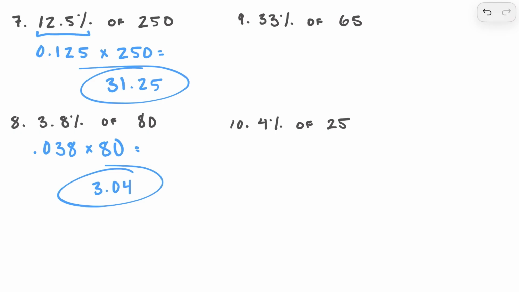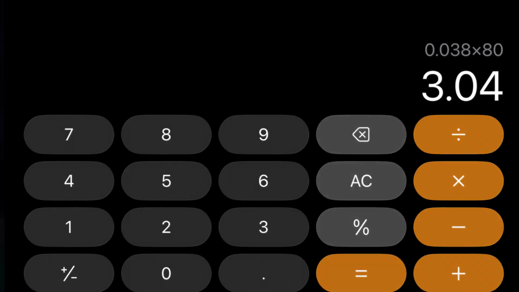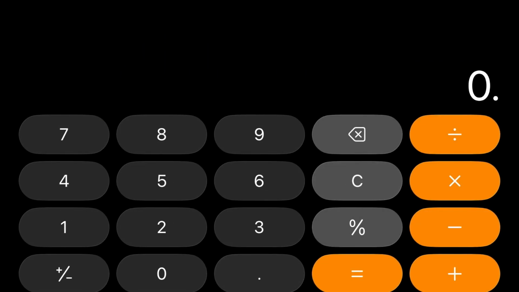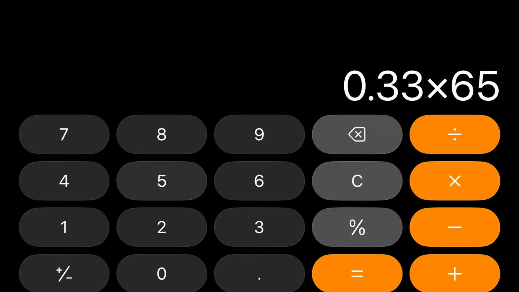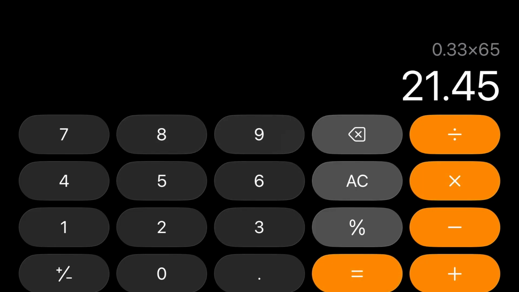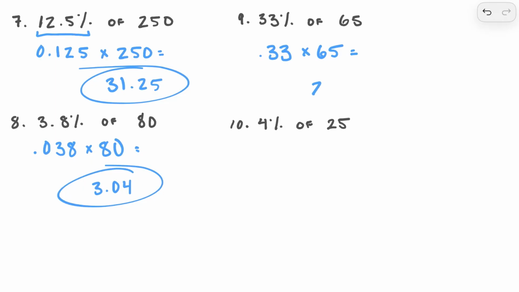33% of 65 is just going to be 0.33 times 65, and we get 0.33 times 65 equals 21.45.